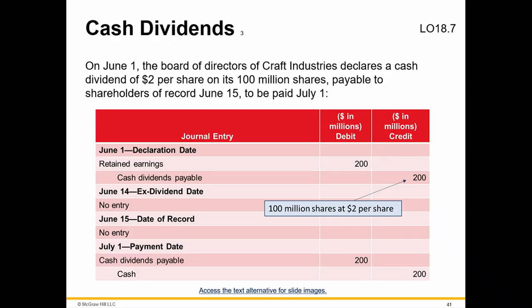On June 14th and June 15th, there is no entry required. You must write no entry required, or I will mark it wrong, because leaving it blank tells me that you might not know the answer. So these are dates where you're just establishing the list of people who are going to receive the dividend, but you must write no entry. Then on July 1st, when you make the payment, you're satisfying the liability. So you're going to debit cash dividends payable, and you're going to credit cash because you're mailing out checks, or actually you're making direct deposits for $200 million.